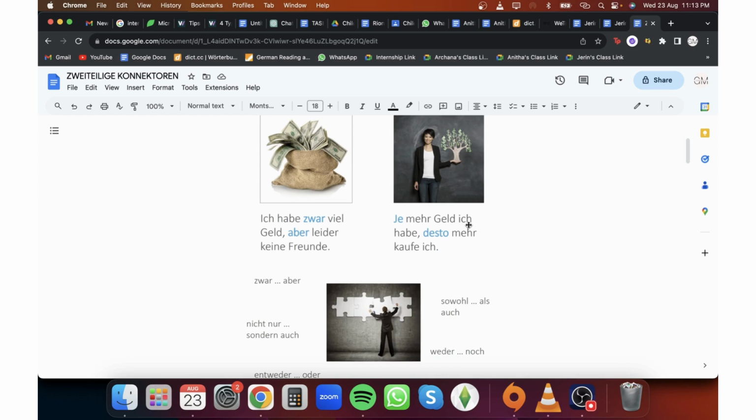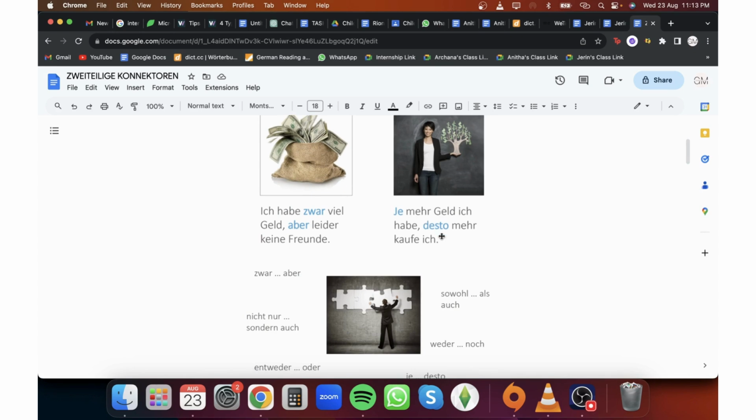Je mehr Geld ich habe, desto mehr kaufe ich. Now this is exactly like the this, the that. Okay, the more you do this, the better you become. The less you do this, the that you become. So in English we say the and the only, but in German we have two different terms. We have je and desto. So je mehr Geld ich habe, desto mehr kaufe ich.